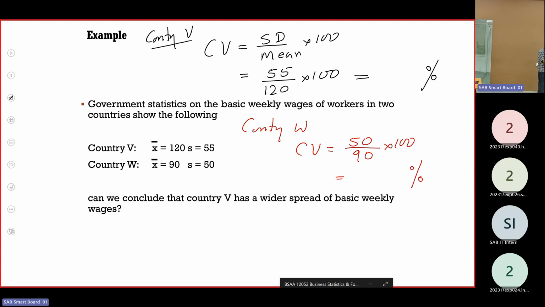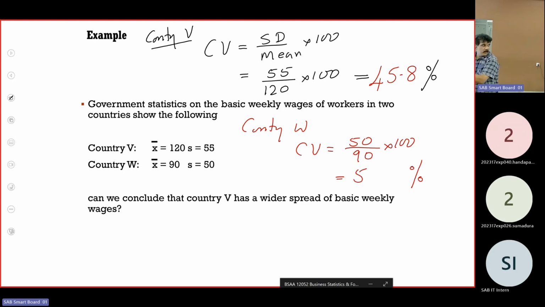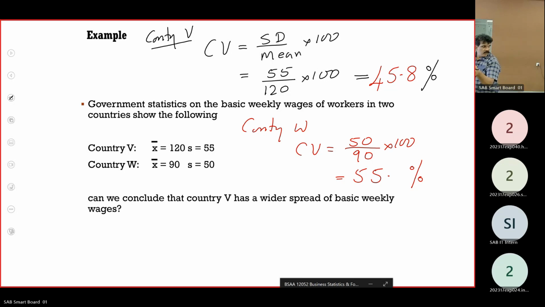Some 55 or that, 45 or that values. So this is 45.8. We'll go up to one decimal, properly rounded, so 45.8. So this is 55.55 or 5, properly rounded, okay. So now CV value 45, CV value 55.